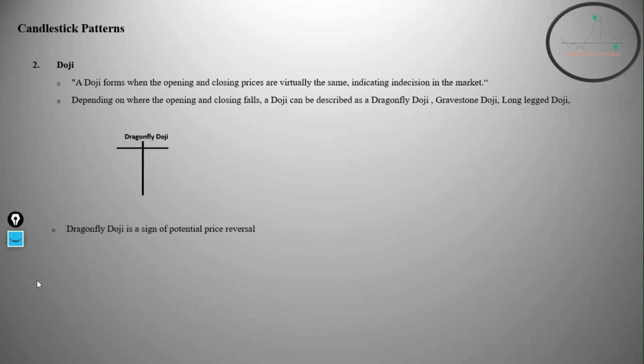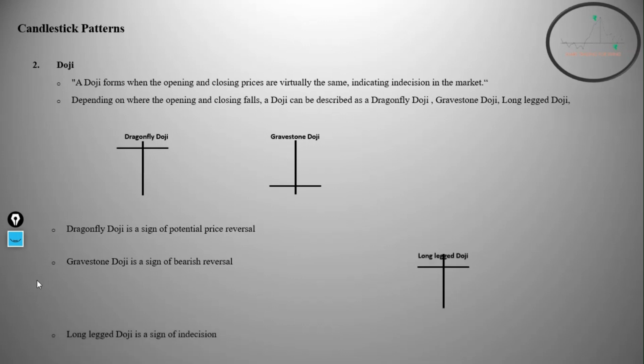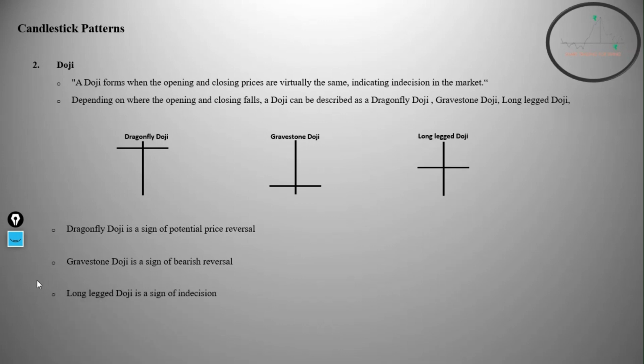The next candle is Doji. Like Marubozu is strong momentum, Doji is indecisive momentum. Doji means confusion, indecision. And again, similar to Marubozu, there are different patterns in Doji. One is dragonfly doji, another is gravestone doji, and the third is long-legged doji. In dragonfly doji, though the open is almost equal to close, the body forms at the upper level of the candle.